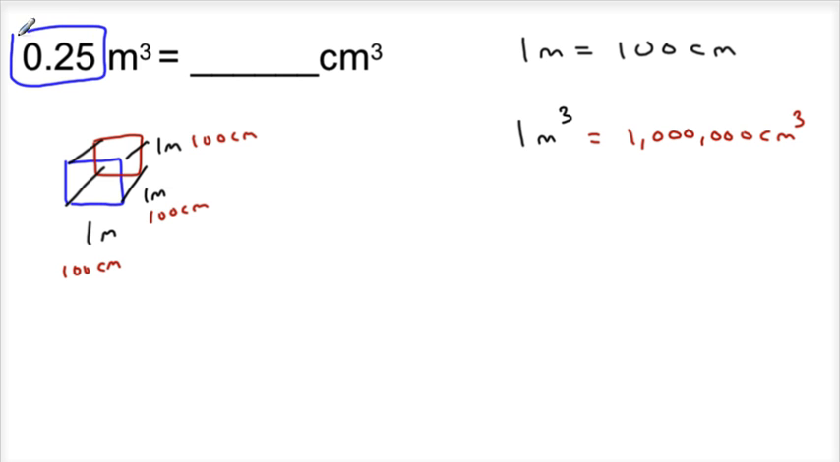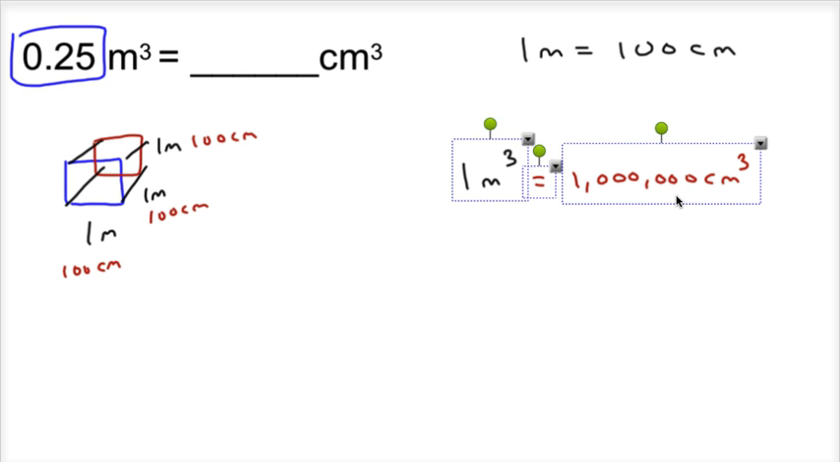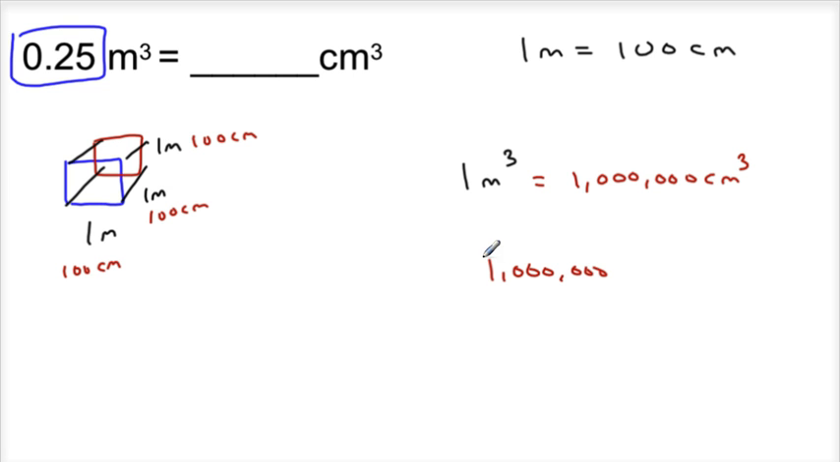A quarter of a meter cubed. Okay, so looking at this, I don't have a full meter, do I? I only have a quarter of this meter cubed. So should my answer be less than a million or greater than a million? Less. So it should be less than a million. How do I get a quarter of a million? Divide by 4, or multiply 1 million by a quarter, either one. So times 0.25, and you should get an answer of 250,000.